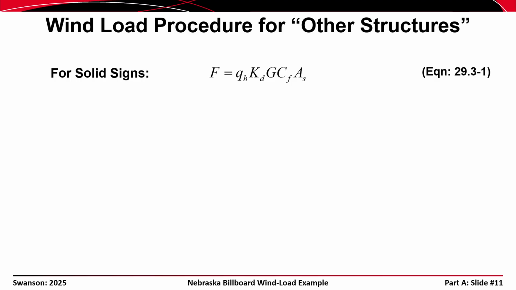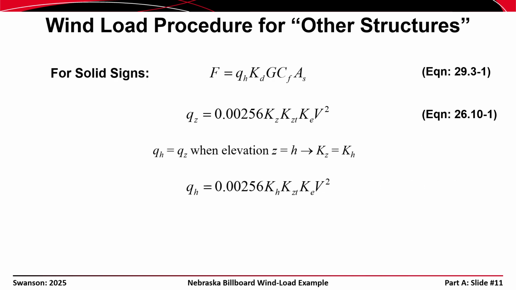To summarize, the end goal is to evaluate this equation for the force acting on the sign, where Q is the velocity pressure introduced on the previous slide. However, there is a bit of a disconnect in that the first equation calls for Q sub H and the second equation provides Q sub Z. The solution is simple, however. Q sub H is simply the value of Q sub Z that results when the velocity pressure is evaluated at the elevation above the ground level, where Z is equal to H. In order to accomplish this, the velocity pressure coefficient K sub Z must also be evaluated at the elevation Z equal to H. Thus, in that case, K sub Z is equal to K sub H.